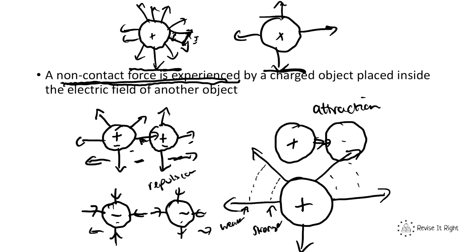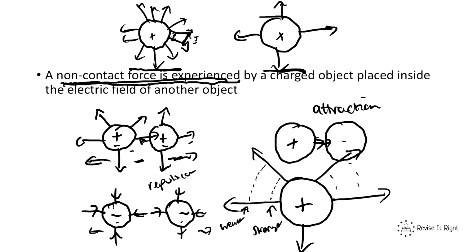And therefore, as you move away from an object, the electric field gets weaker because the electric field lines get further away from each other. And also remember, of course, that two positive objects will repulse. They will experience a non-contact force of repulsion when they enter each other's electric fields.